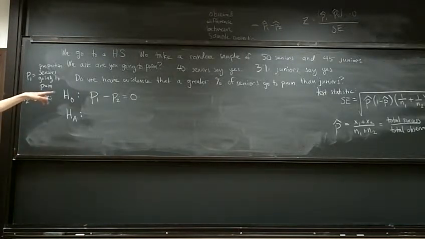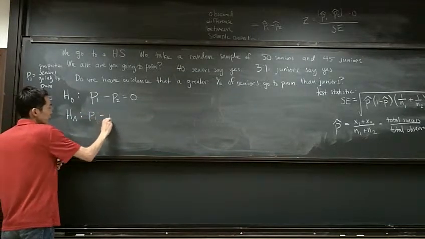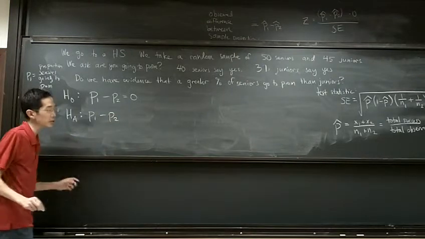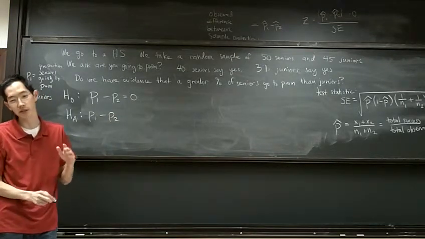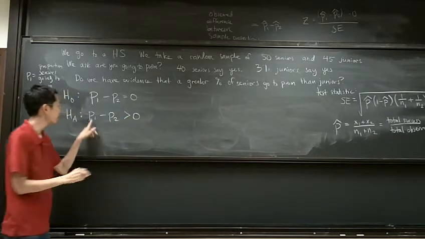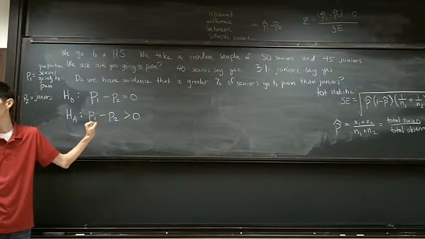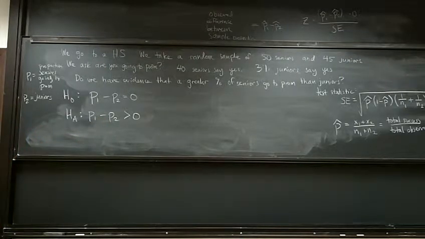So my question says, do we have evidence that a greater percentage of seniors go to prom than juniors? So what would my alternative hypothesis be? I would write P1 minus P2. Should this be not equal to 0, greater than 0, or less than 0? Greater than 0, because we're expecting more seniors than juniors going to prom. Okay. So these are my hypotheses.